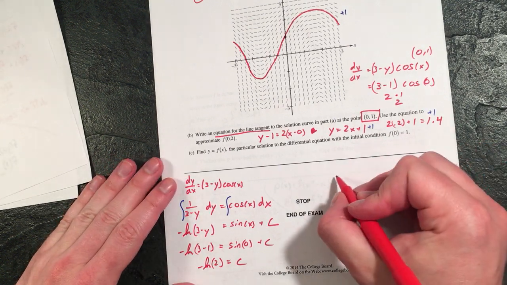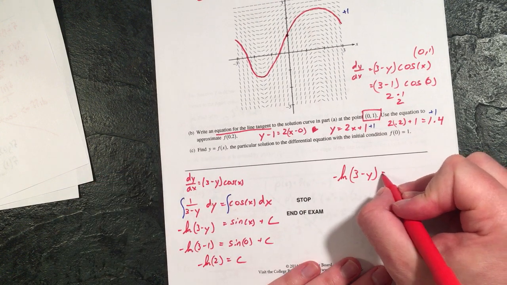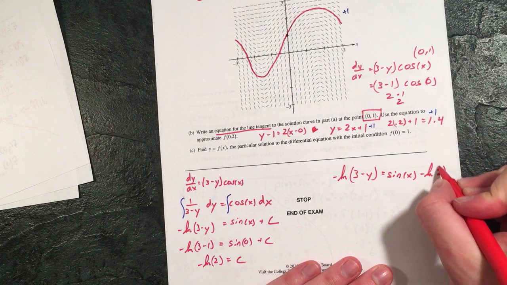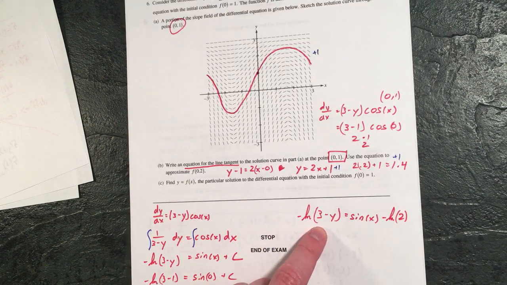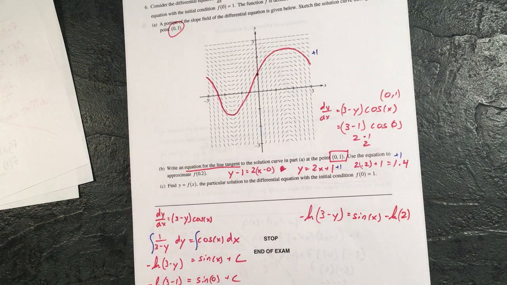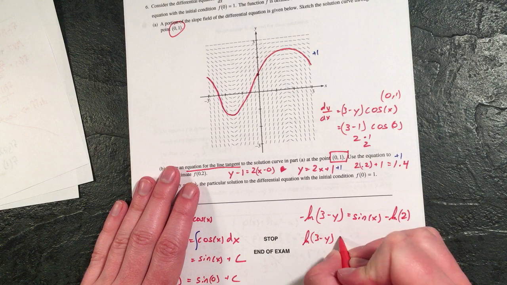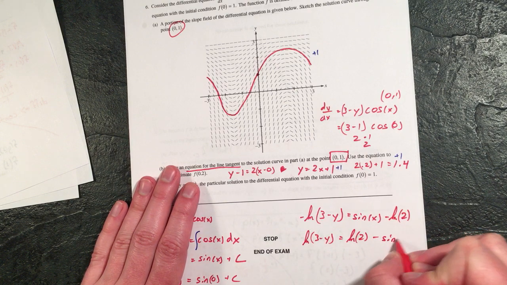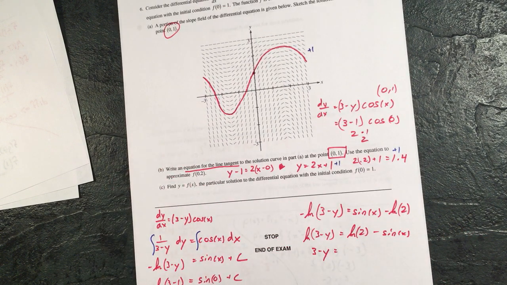Going back to the equation, negative ln of 3 minus y equals sine of x minus ln of 2. And at this point, they wanted y equals form, so we just got to rework this. It's slow and annoying, but we'll get there. Negate everything first. So ln of 2 minus sine of x. We can e everything here.